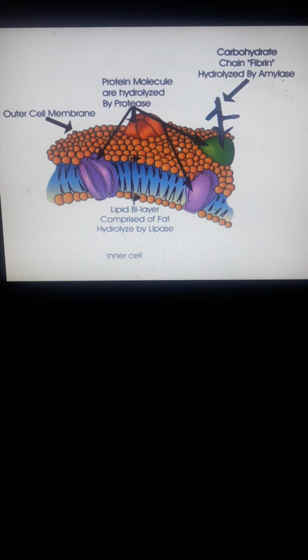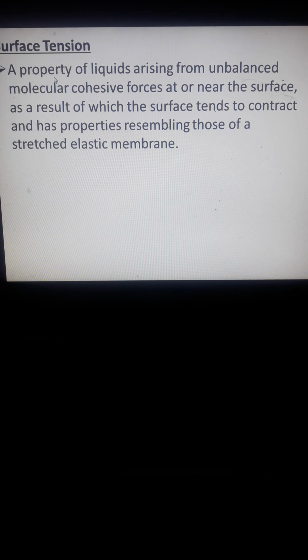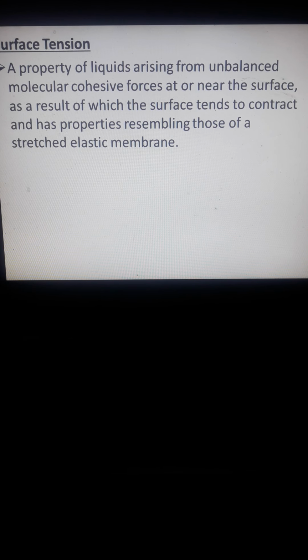amylase enzyme. Okay, so surface tension is the property of liquids arising from unbalanced molecular cohesive forces at or near the surface, as a result of which the surface tends to contract and has properties resembling those of a stretched elastic membrane. Usually surface tension happens when there are forces of attraction in the surface of the cell membrane.